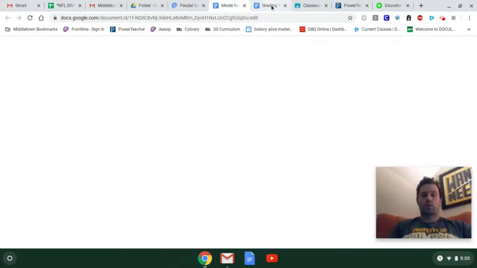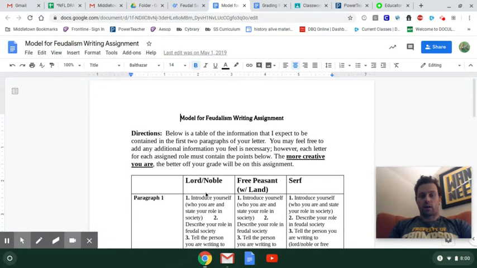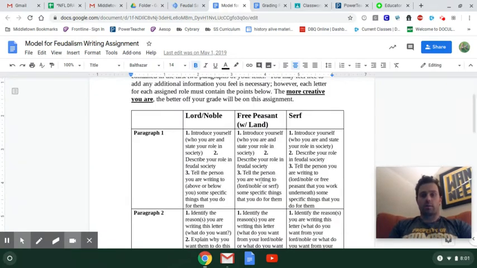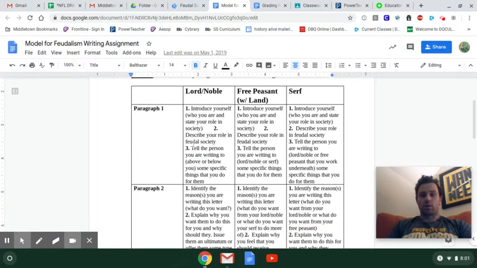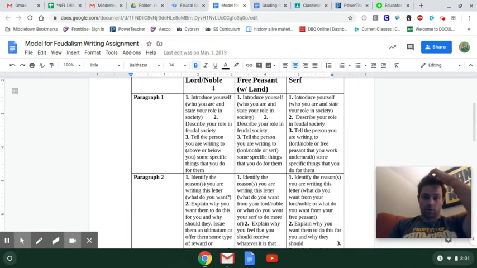which I'm going to post and go over right now. And you can go over the requirements in the instructions page, which I posted yesterday. So again, it should be 2 paragraphs. The more creative you are, the better. And you need to include these items. There are 3 items per paragraph that you should include.